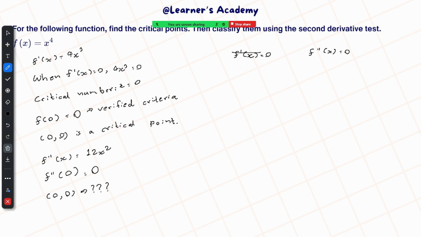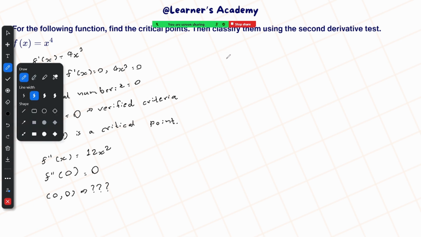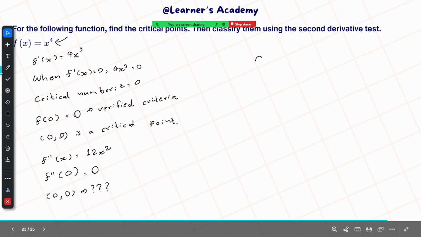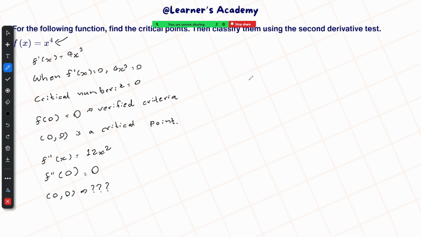Alright, if that's the case, now that we can't find whether it's actually a maximum or minimum, what do we do next? How do we approach it so that we'll know? In order to do that, we have to look at the function again. The function is f of x equal to x to the power of 4, which means it is a quartic function, so it would look something like this.